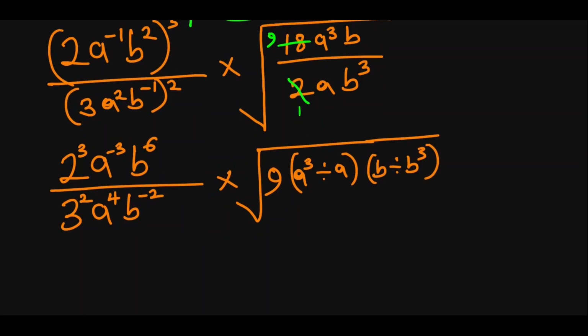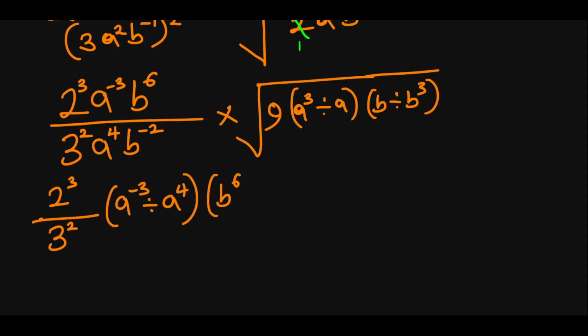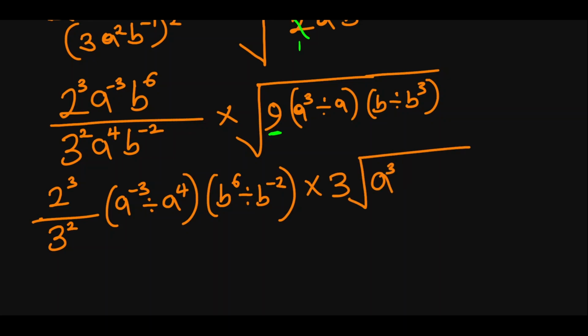Now let's do the same thing on the other side. So this still remains 2 raised to power 3 over 3 raised to power 2. Then a raised to power minus 3, b raised to power 6 divided by b raised to power minus 2. We know that root 9 is 3. So let's just write it and pull it out. So this becomes times 3 roots. A raised to power 3 divided by a is a raised to power 3 minus 1 because there is a 1 here. Same thing, there is a 1 on the b here. So that gives us b raised to power 1 minus 3 because it's also division and they are the same base.